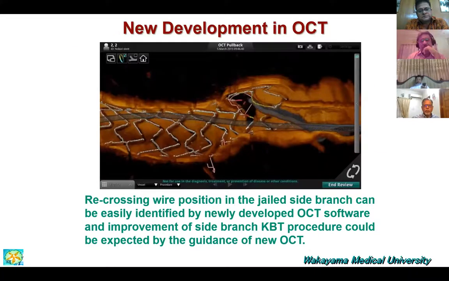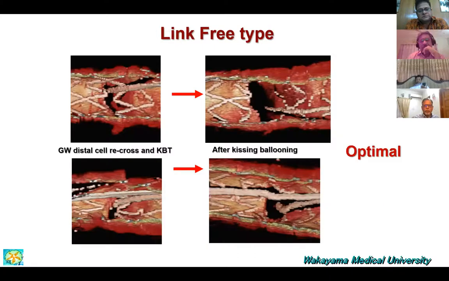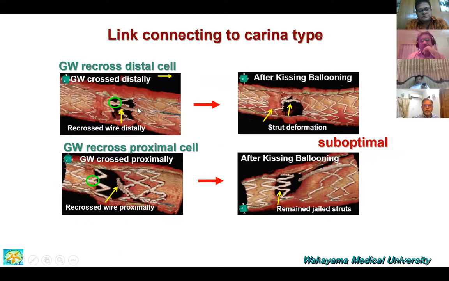And using OCT, we can identify the strut condition and wire position, and also ring position very well. So therefore, try to select the distal cell. And if there is no ring at the side branch, and if you succeed in selecting the distal cell after kissing balloon, the result is ideal as shown in this slide. If there is a ring, even if you succeed in selecting the distal cell after kissing balloon, still there are lots of jailed struts on the surface of the side branch. And also if you select the proximal cell, still there is lots of metal carina here. And this is the worst case in the right upper, right?